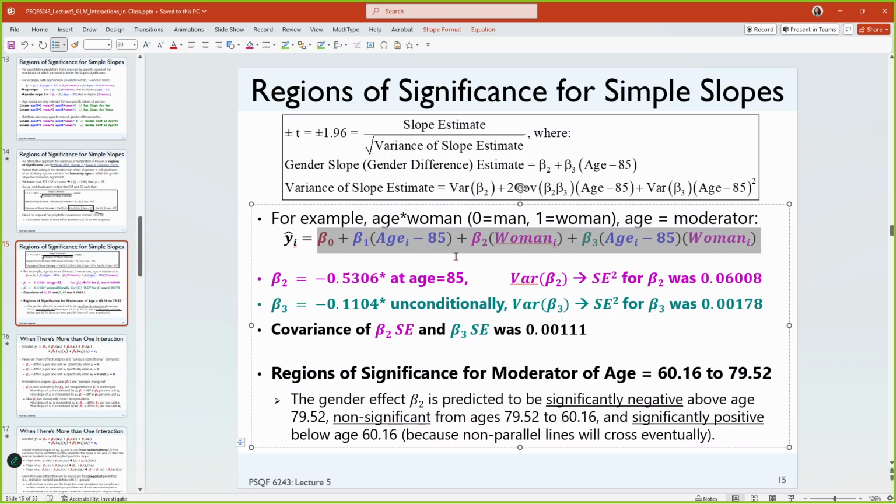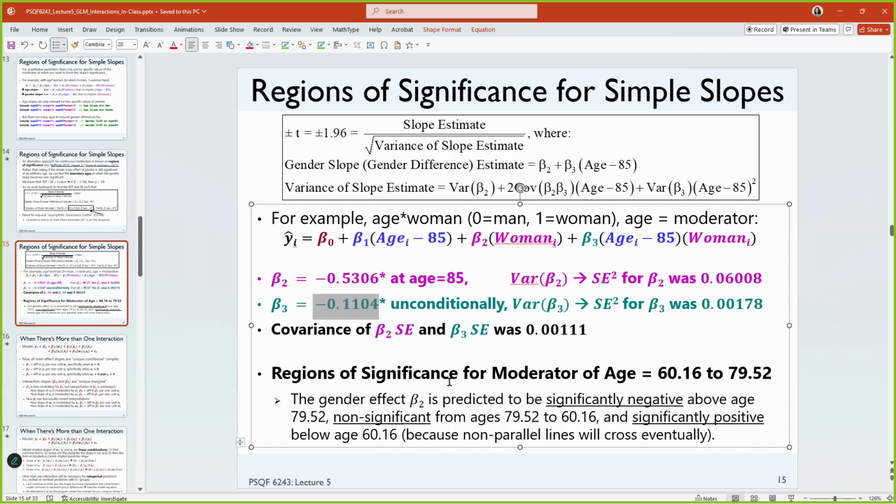But let's say here's my equation. Let's say beta 2 is minus 0.53. So at age 85, there is a gender difference favoring men such that women are lower by 0.53 in this example. And the interaction term is negative 0.11. So this is a more negative pattern. Essentially, the age slope is becoming stronger, the gender slope is becoming stronger as people get older.